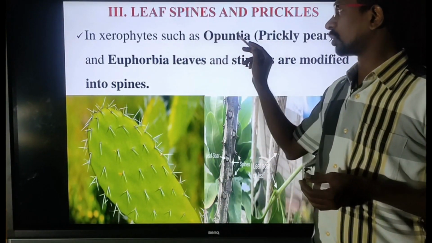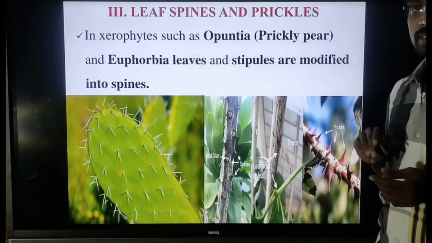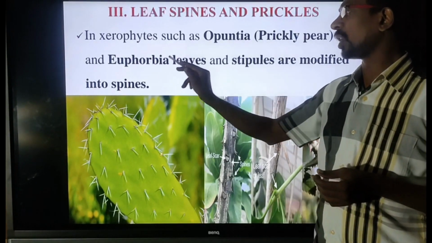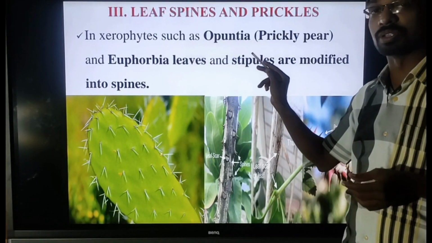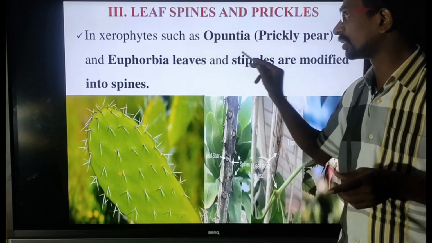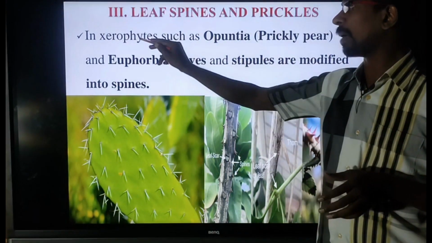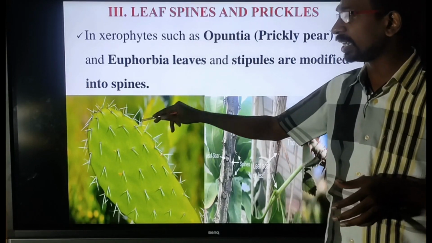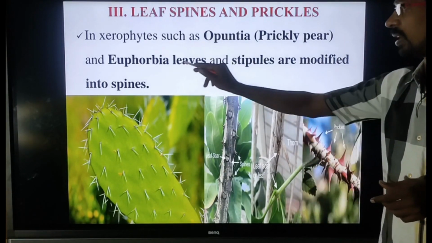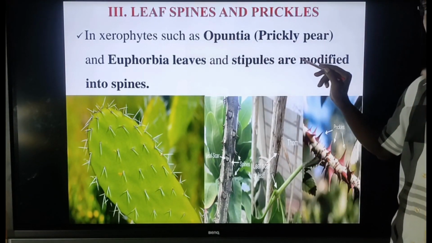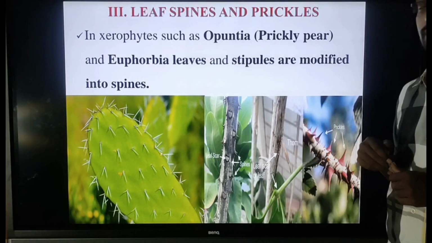In xerophytes such as Opuntia, prickly pear, the leaves are modified into spines. In Euphorbia, the leaves and stipules are modified into spines. So in Opuntia, the leaves are modified into spines, but in Euphorbia, leaves and stipules both are modified into spine-like structures.